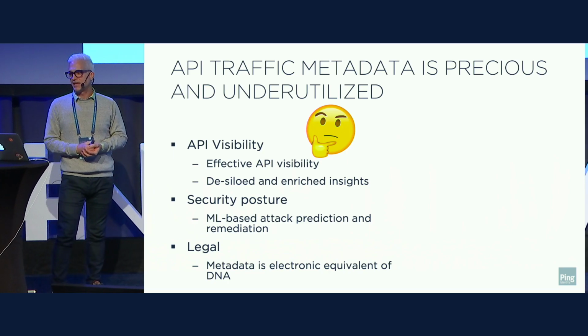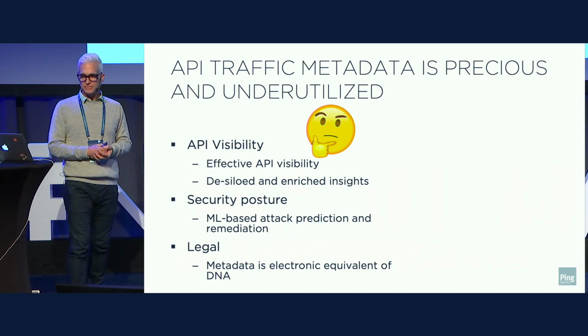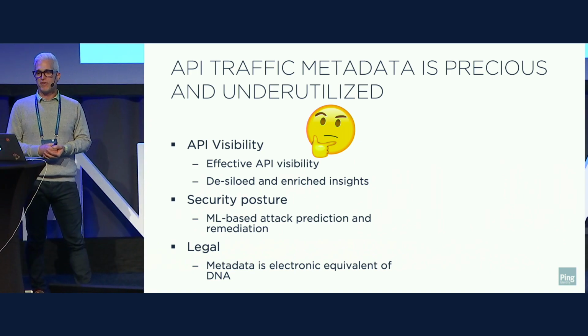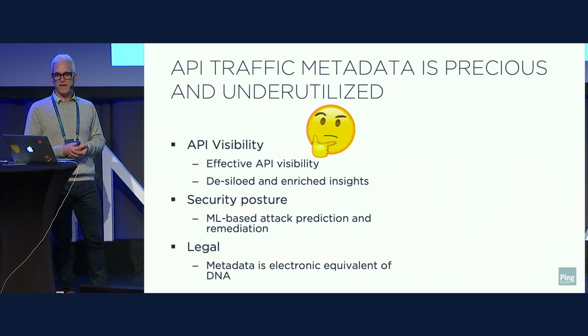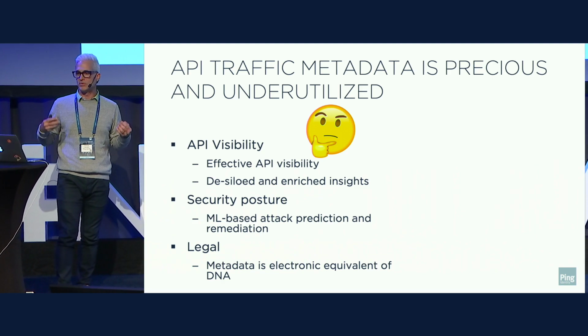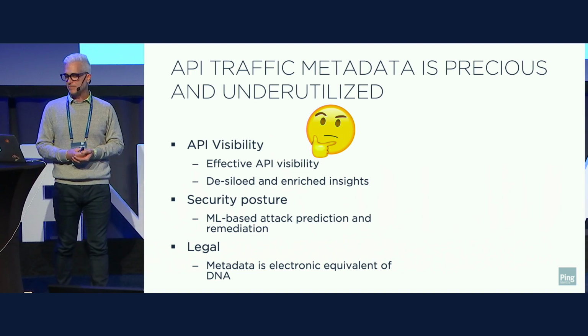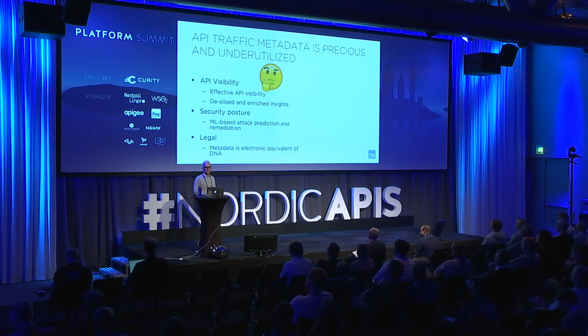So API traffic metadata is precious and is underutilized. It provides better, effective API visibility. It de-silos and gives you enriched insights about your APIs. And from a security posture, using machine learning, you can make predictions about an attack in progress, and you can remediate that attack by going back to the gateway and blocking the attack.